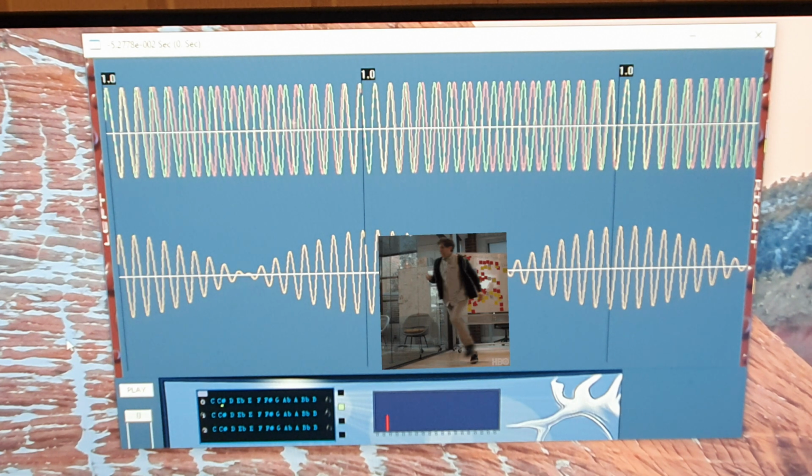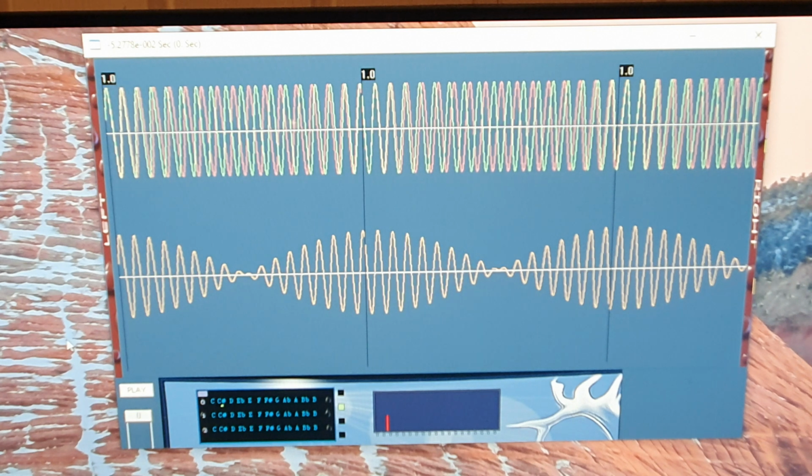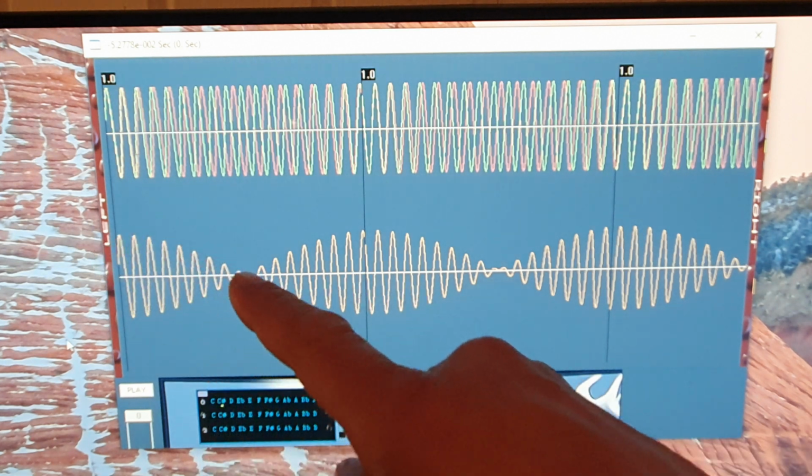Not good. Yikes! We can now see here that the amplitude is increasing and decreasing in its own wave.